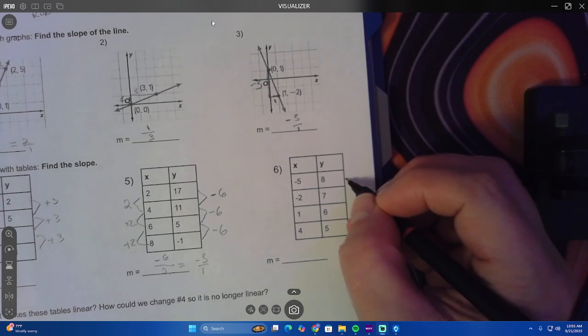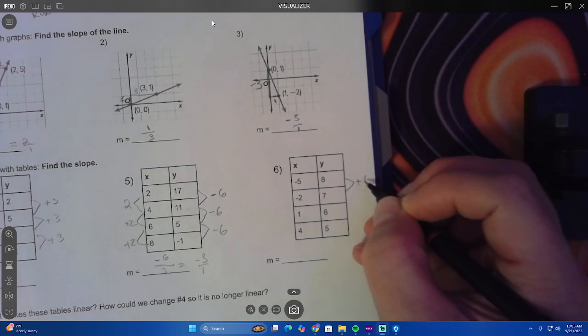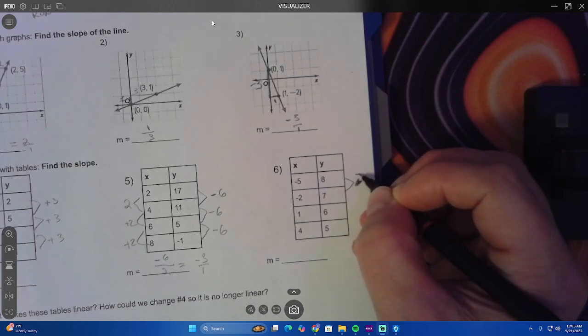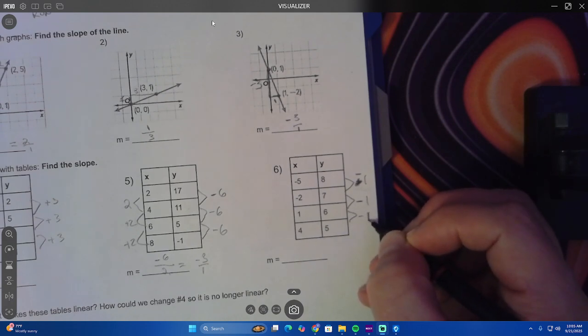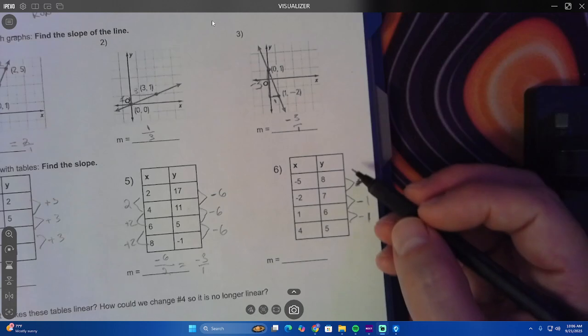So here, to go from 8 to 7, I subtract 1. 7 to 6, I minus 1. And 6 to 5, I minus 1. So I can see a consistent change in that y.